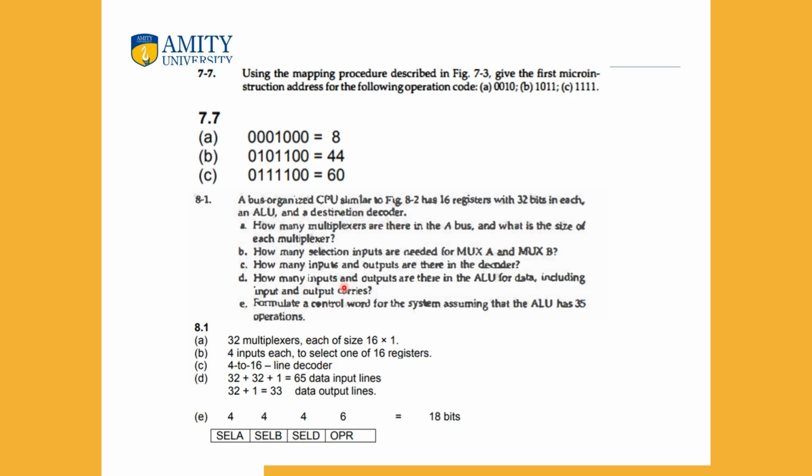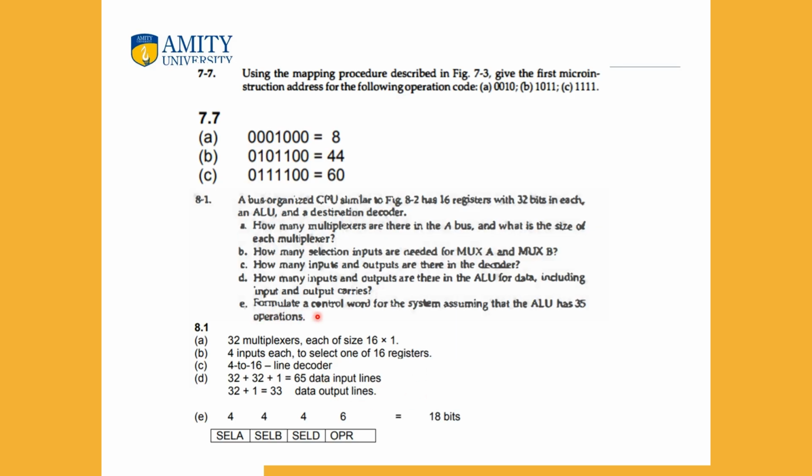Part D says how many inputs and outputs are there in the ALU for data, including input and output carries. Here, the inputs and outputs refer to the number of bits for the ALU. Since we have 32 bits each, the input data will be A plus B: A is 32 bits, B is 32 bits, plus a carry bit. So 32 plus 32 plus 1 gives you 65 inputs. The output is only one: whatever function is performed on A and B, we will get a single output of 32 bits plus a carry bit, so we will have a total of 33 output lines.